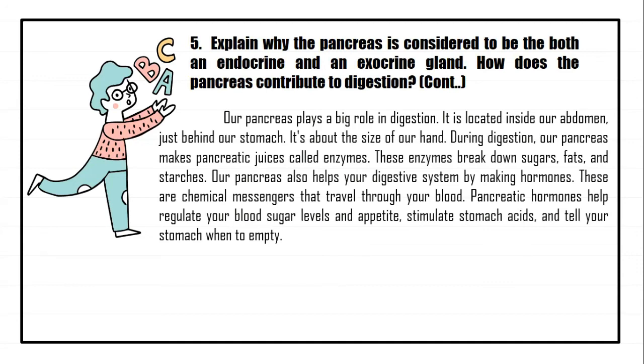For the continuation, our pancreas plays a big role in digestion because, like I have said, it is located inside our abdomen, just behind our stomach. It's about the size of our hand. During digestion, our pancreas makes pancreatic juices called enzymes. These enzymes break down sugar, fats, and starch. Our pancreas also helps our digestive system by making hormones. These are chemical messengers that travel through our blood. The pancreatic hormones help regulate our blood sugar levels and appetite. It stimulates stomach acids and tells our stomach to growl when it is empty.